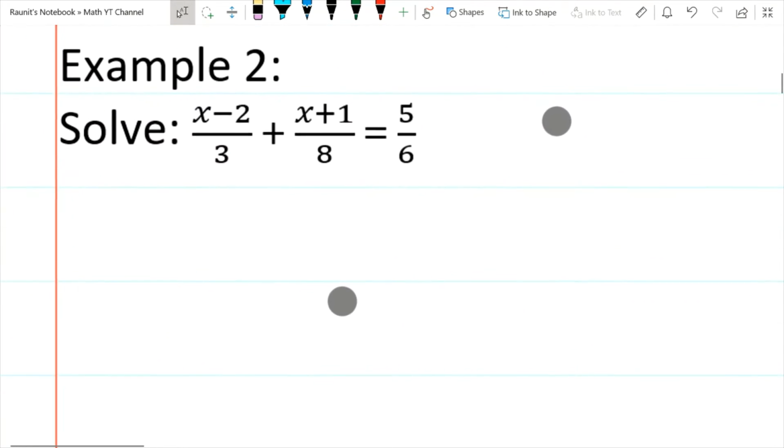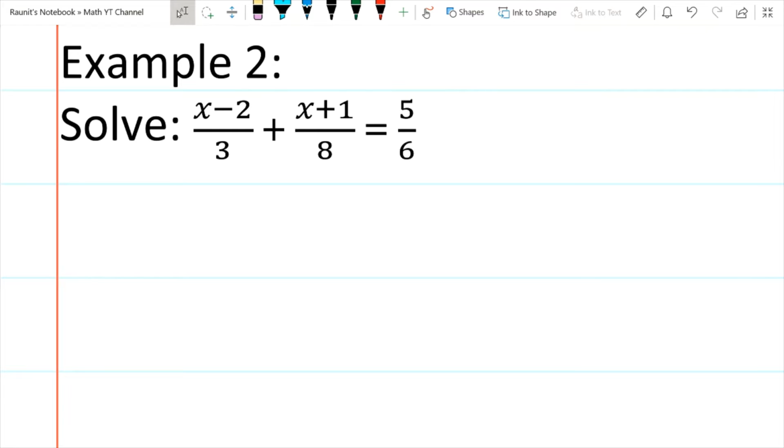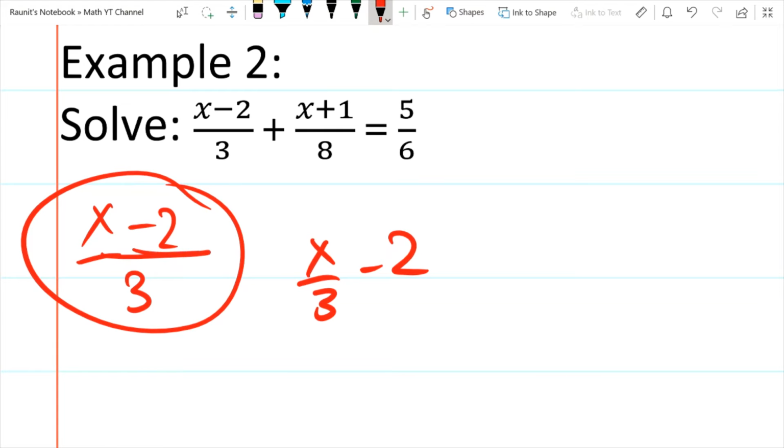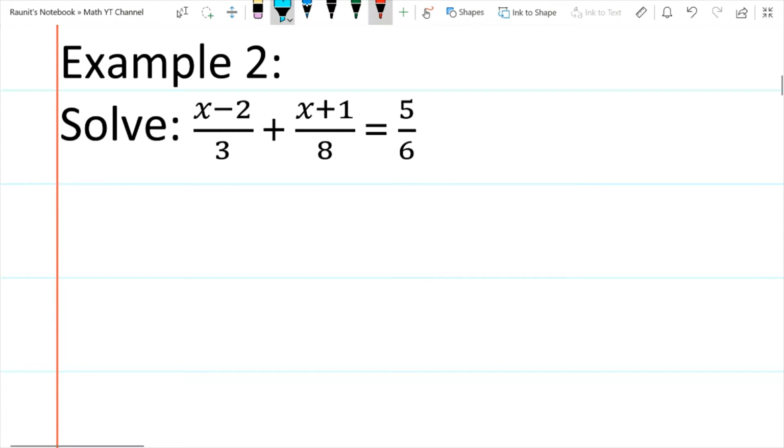Okay, so now this is another example. We see that we cannot bring any numbers to the other side because it is combined as a fraction, it is not separate. So since it's x minus 2/3 and not x/3 minus 2, we can't bring this 2 over to the other side of the equal sign.